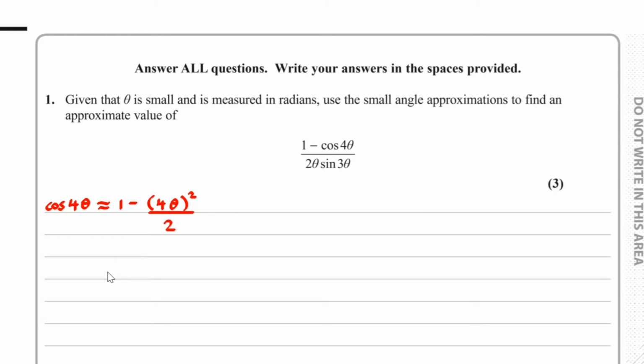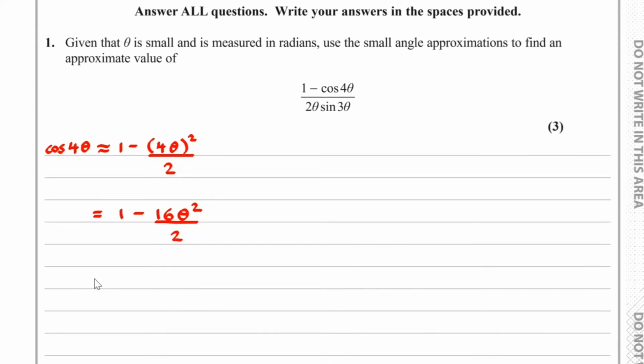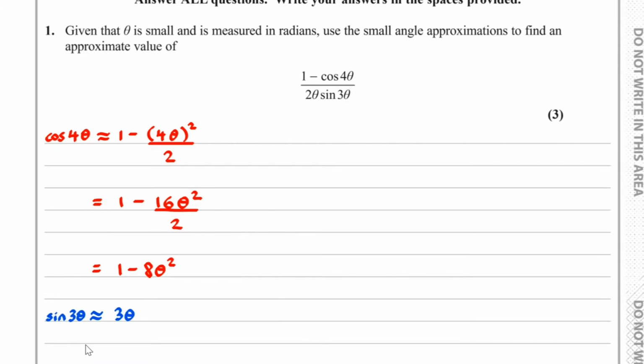And if we work out what this is, we have 1 subtract 16 theta squared over 2, which is the same as 1 subtract 8 theta squared. We can also find an approximation for sine 3 theta. That's approximately equal to 3 theta.